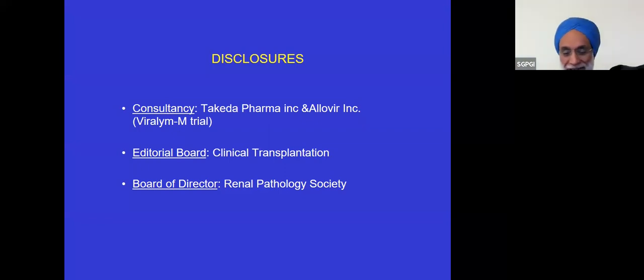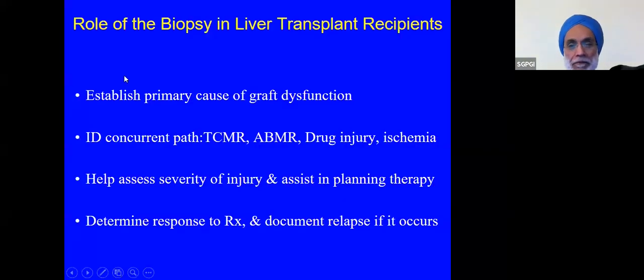I'm very impressed by the facilities at this institute and the quality of the teaching and the clinical work that goes on here. It makes me feel proud that you are carrying on in the best traditions of Indian medical science. So today I am going to discuss the role of the biopsy in liver transplant recipients.